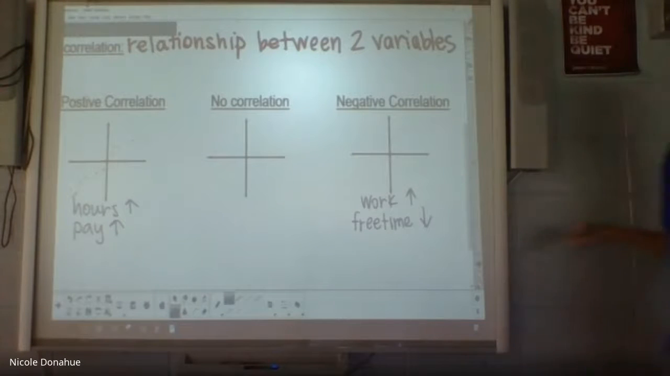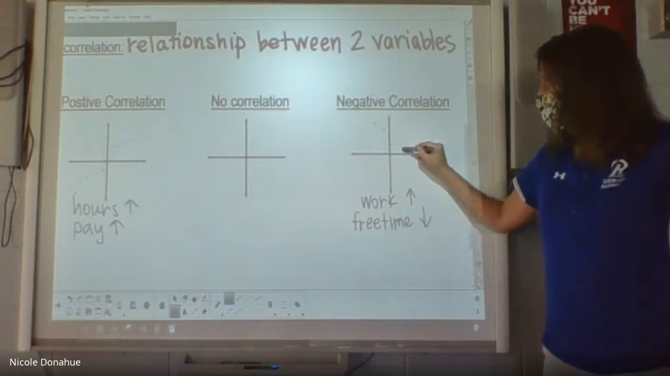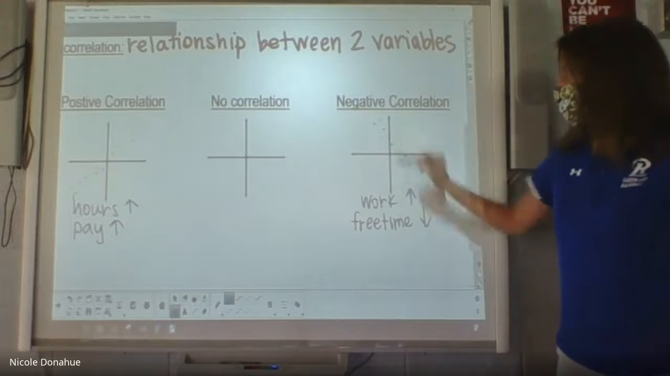So this one goes downhill. As the number of hours go up, the amount of free time goes down. So negative correlation, again, is going downhill.